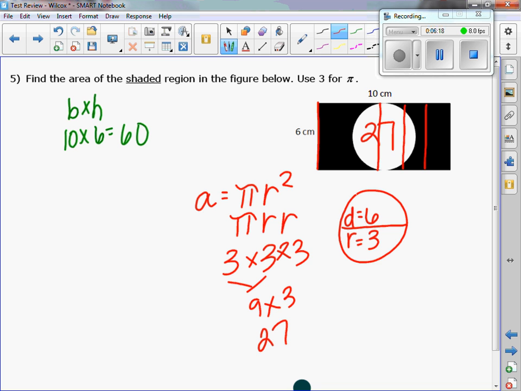So the last step is to take the area of the whole rectangle and subtract the area of the circle to let you know what you have left that's actually shaded. And that comes out to 33, because it's area, centimeters squared.